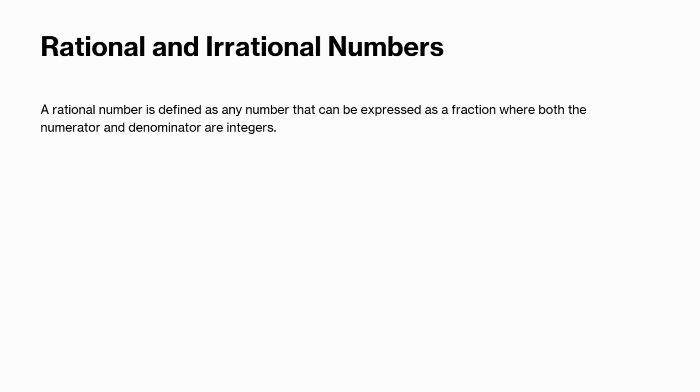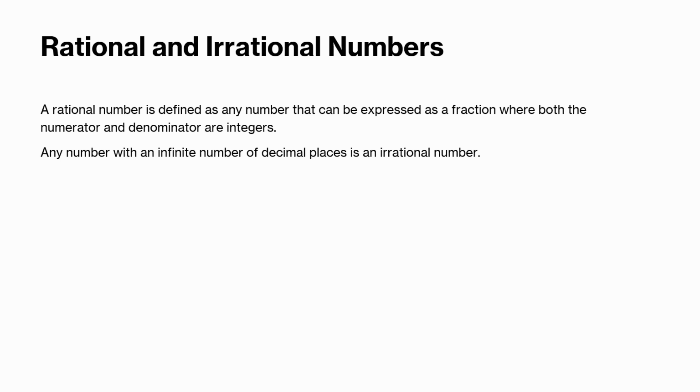Rational and irrational numbers. A rational number is defined as any number that can be expressed as a fraction, where both the numerator and denominator are integers. It doesn't matter if it's a proper or improper fraction. As long as both of them are integers, it's a rational number. Any number with an infinite number of decimal places is an irrational number, as you are unable to express it as a fraction. Common examples include pi, or 3.1415, and so on, and the square root of 2, the square root of 3, and so on. These have an infinite number of decimal places, therefore we cannot write them as fractions.